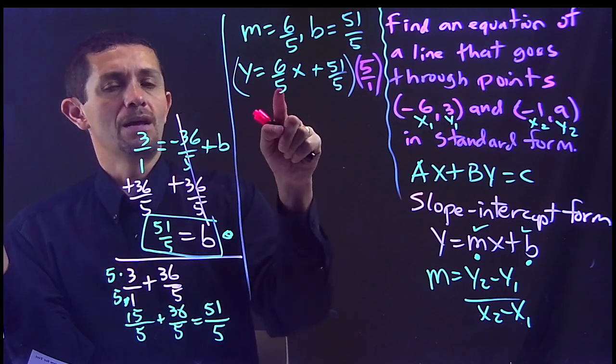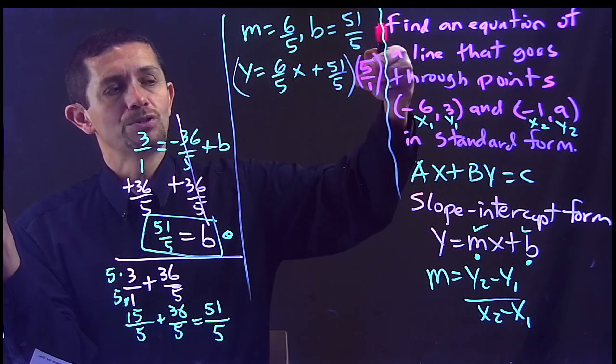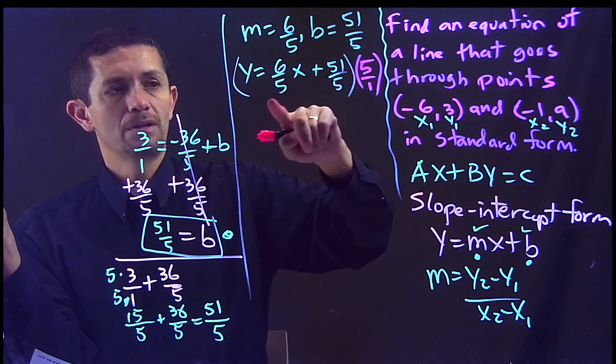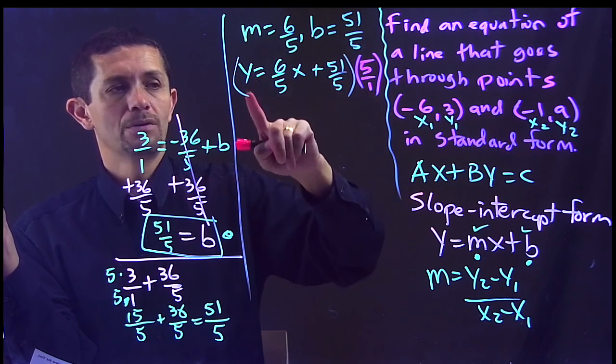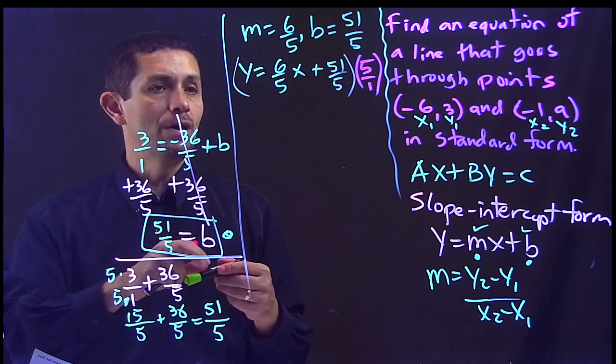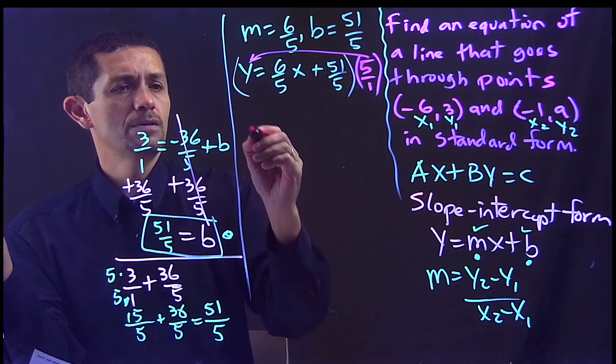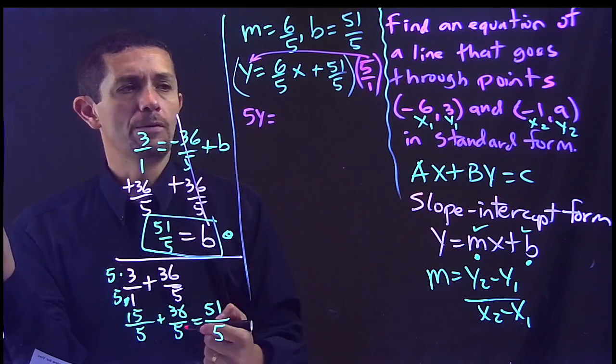To get rid of that denominator, because the 5 is my denominator, I multiply by the reciprocal, which is 5. I only want to cancel the denominator. I don't care about the numerator. The denominator is the one that I don't want. So now let's multiply every single one of them by 5. So 5 times y is going to be 5y.